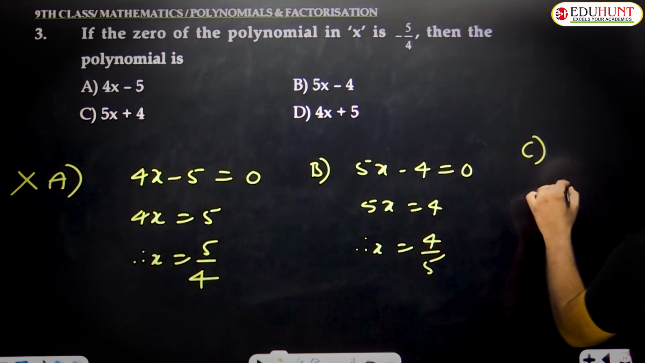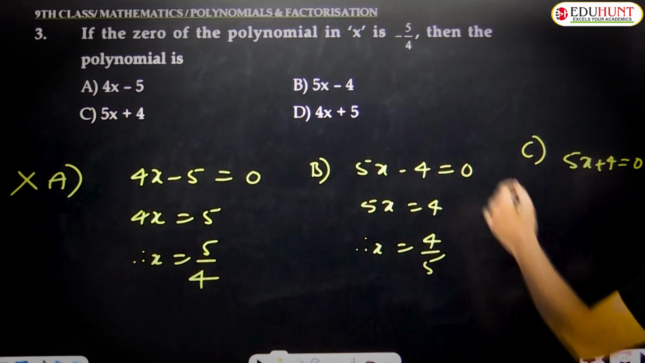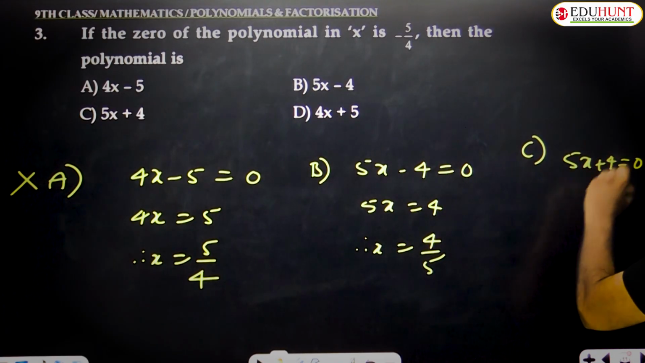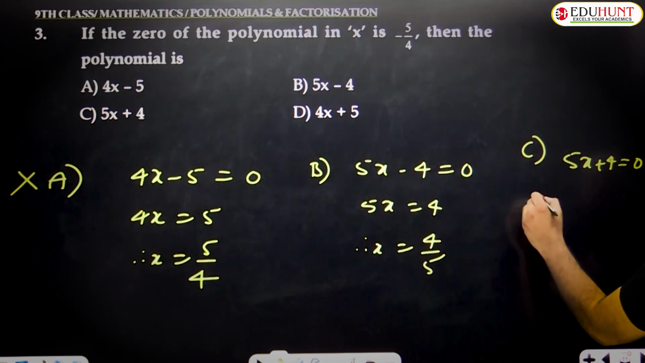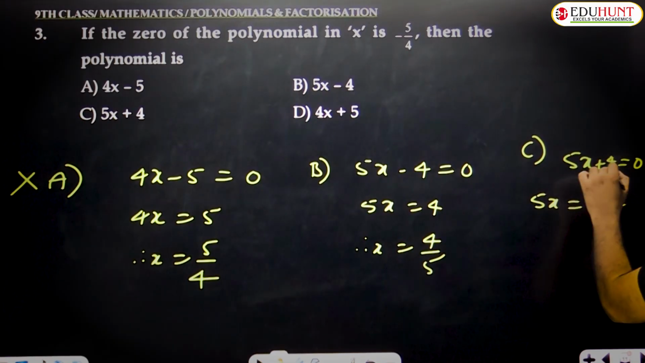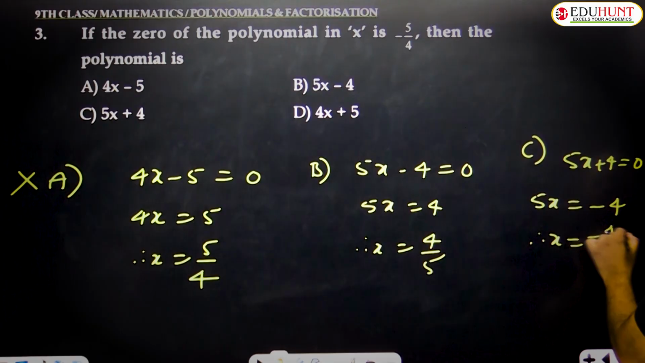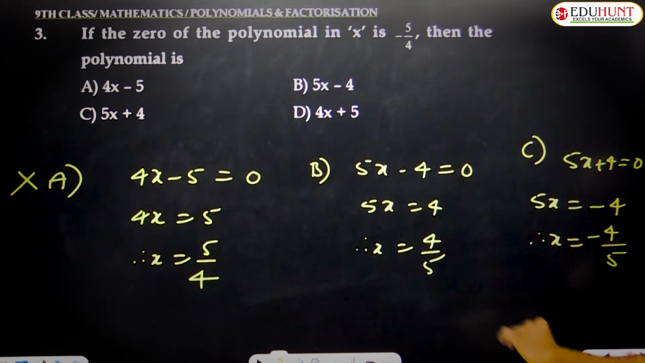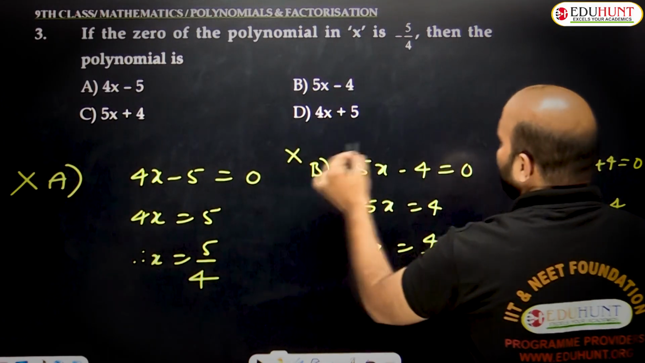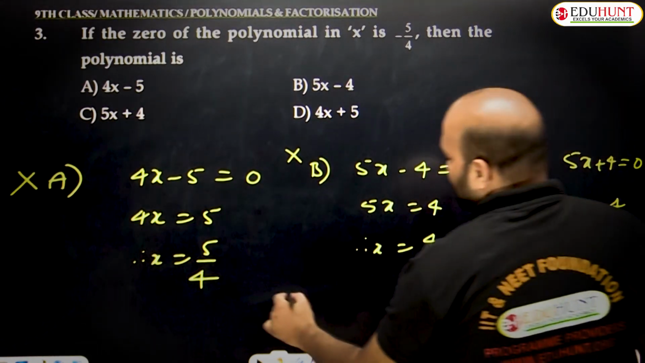And option C is given as 5x plus 4 equal to 0. Because the 0 of the polynomial means the value at which the polynomial equals 0, therefore 5x equals minus 4, because plus 4 goes to the right side and becomes minus 4. Therefore x equals minus 4 by 5. Is it given minus 4 by 5? So all are wrong. A, B, C do not satisfy that condition. What is the other option?